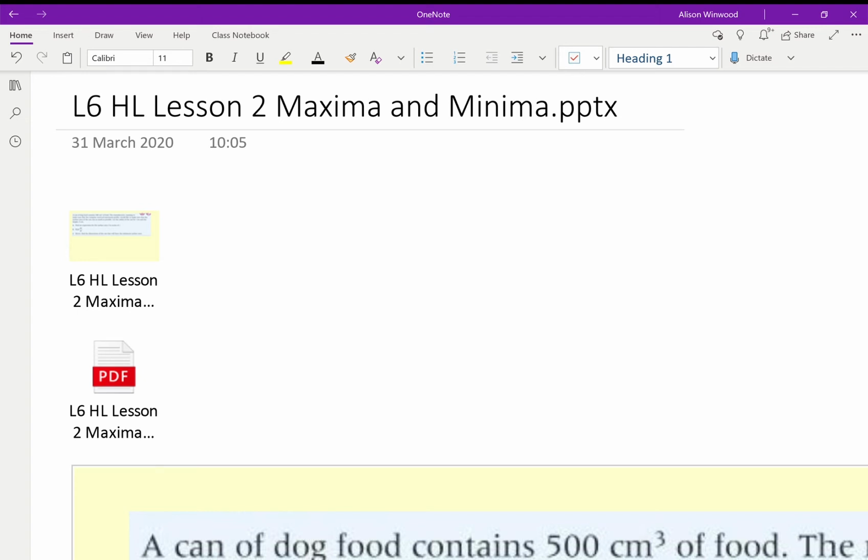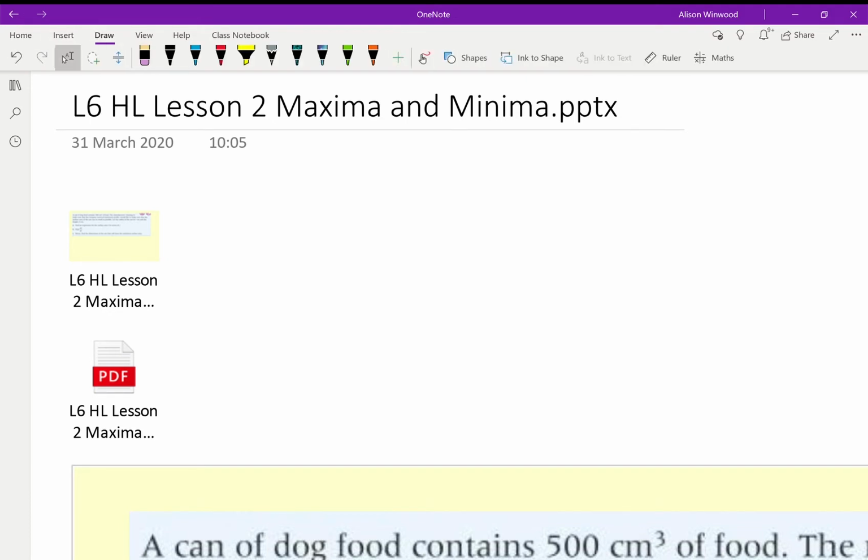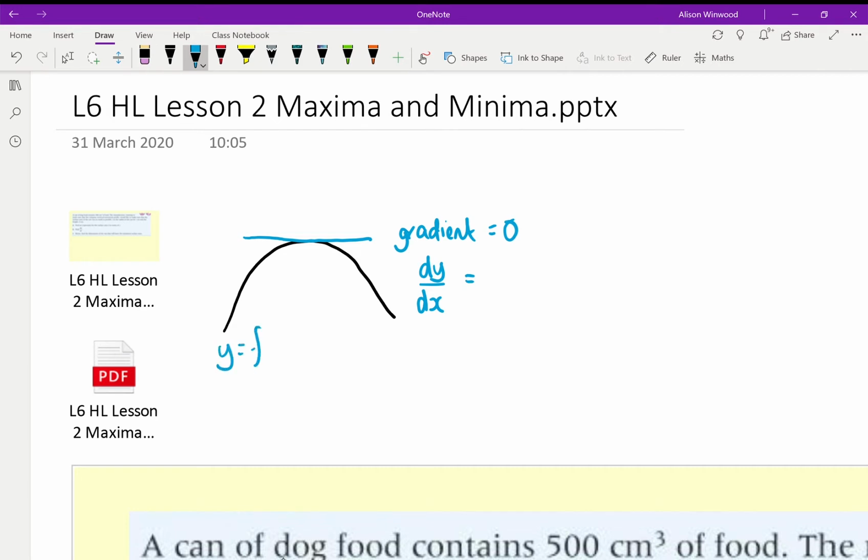So maxima and minima with differentiation. If we think about any curve, when we get to a maximum point, we discover that the gradient of the curve is 0 because it's horizontal. And the gradient we know we find by differentiating. So if we've got any curve, y is a function of x, then when we differentiate and set it equal to 0, we can find out if we have a maximum point.